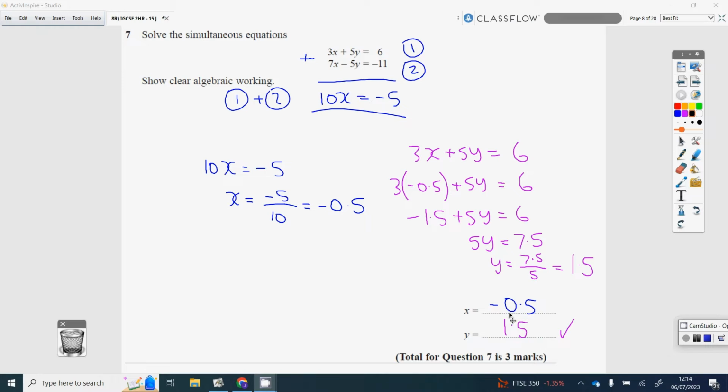So we're halfway there. Now, to find y, we substitute this value for x back into either of the two original equations, and I've chosen to substitute it into the first one, 3x plus 5y equals 6. So we know x is minus 0.5, so here it is. 3 lots of minus 0.5 is minus 1.5, add 5y is 6. Add 1.5 to both sides to undo this minus 1.5. We get 5y equaling 7.5. Divide by 5, we get y being 7.5 over 5, which is 1.5.